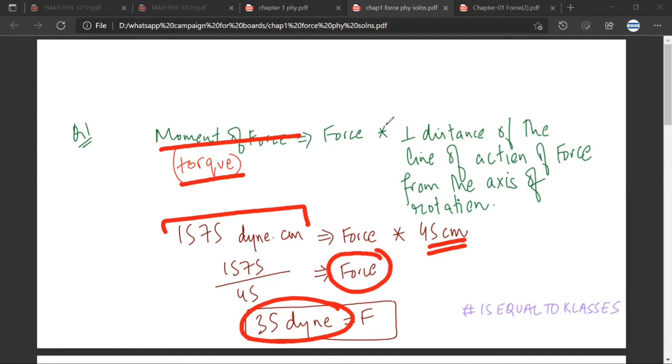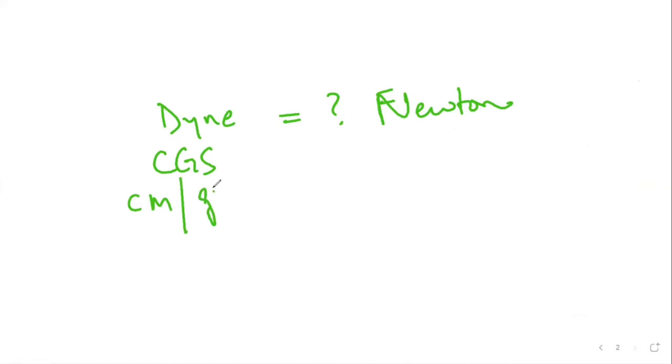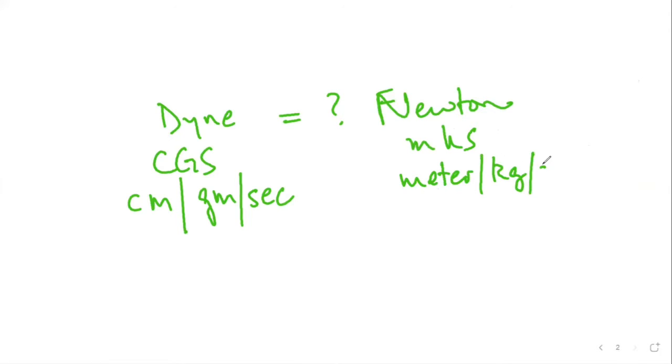Now, Mr. Sivang, what is the relation between dyne and Newton? About 5 dyne is equal to 1 Newton. Dyne and relation. The relation between dyne and Newton. See, dyne is a CGS system. So here we have centimeters, we have grams, we have second, and Newton is MK system. Here we have meter, we have kg, we have second.